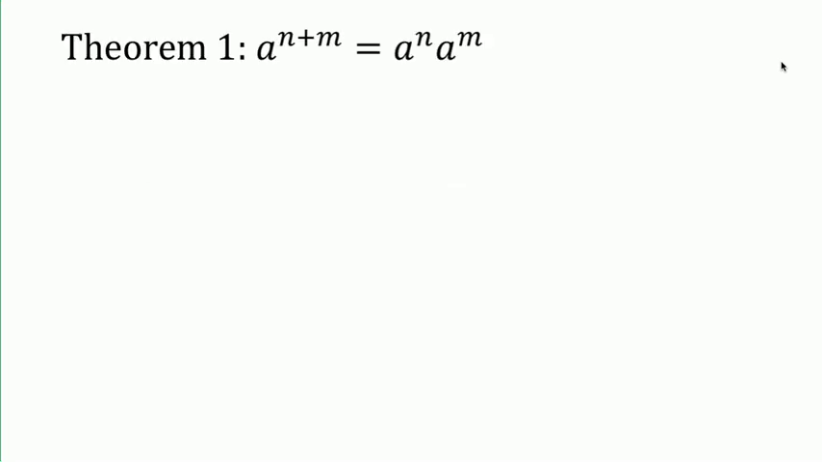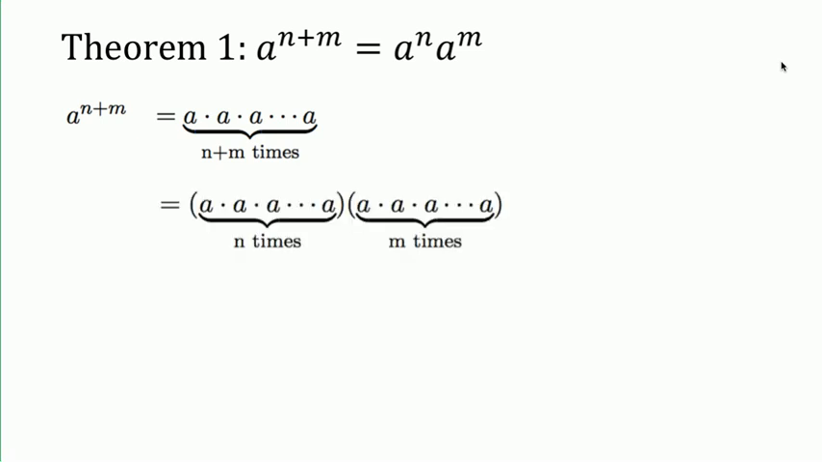So the first theorem is that a to the n plus m equals a to the n times a to the m for any numbers a, n, and m. We can write this as a times itself, n plus m times, by the definition of exponents. We can then split this up to be a times itself, n times, multiplied by a times itself, m times. Then we can see that this equals a to the n times a to the m by the definition of exponents.